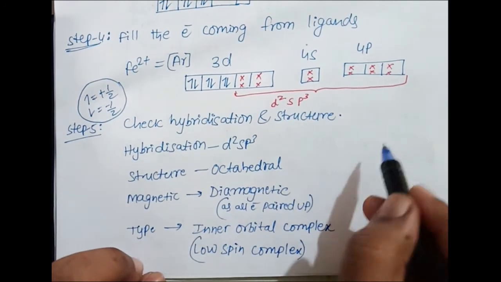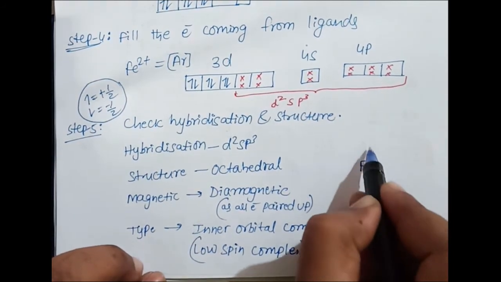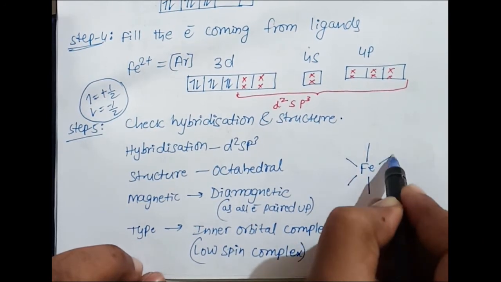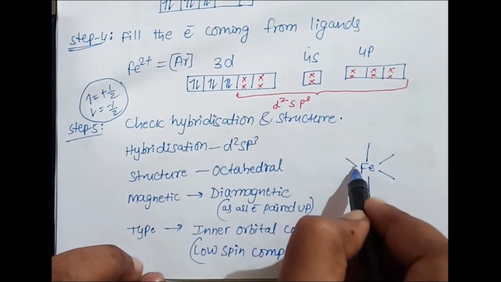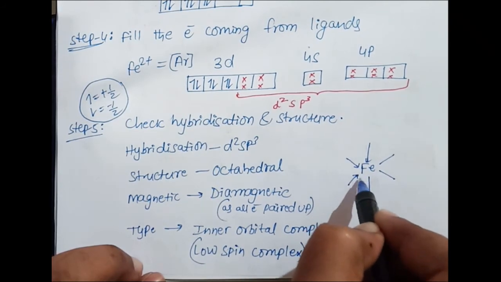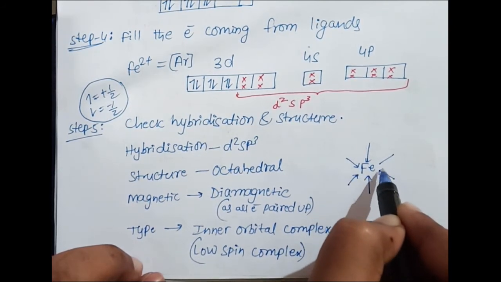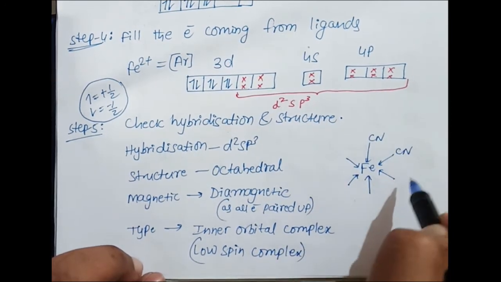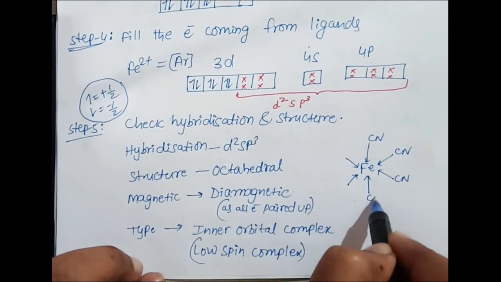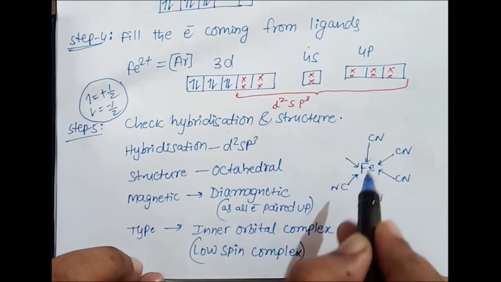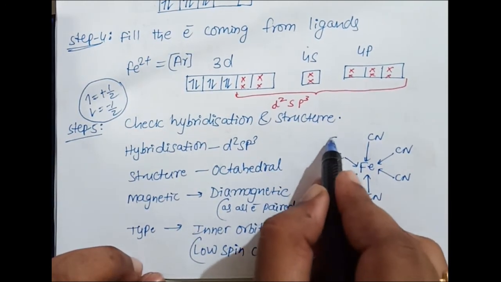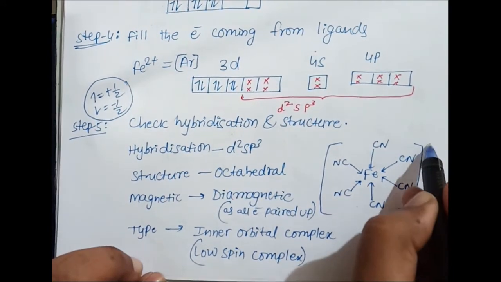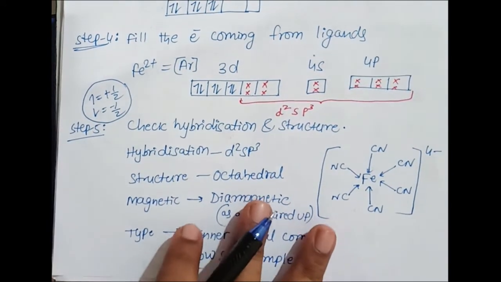If you want, you can draw the structure, that is octahedral. Fe is surrounded by 6 CN groups and they are all forming coordinate bonds. So 6 CN groups, and the charge on this is 4 minus. This is the process.